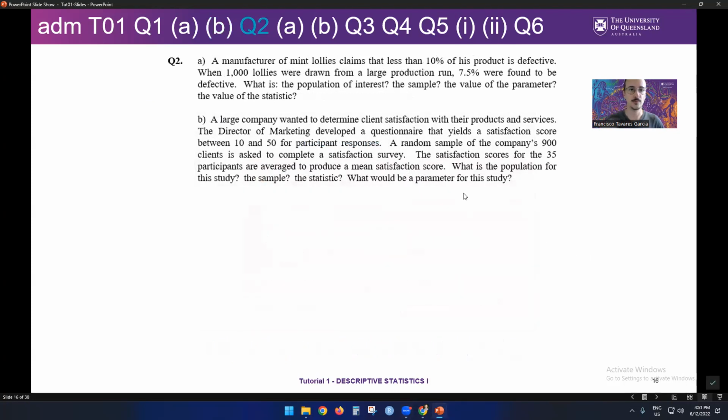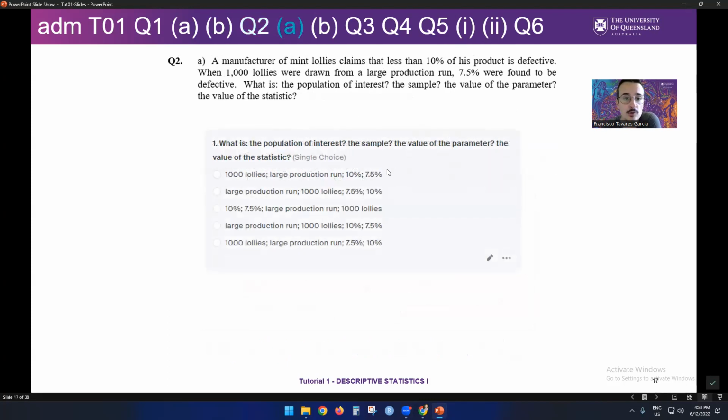Let's go. So, question 2. I'll focus on just one, and I'll give you guys a poll for this answer. A manufacturer of mint lollies claims that less than 10% of his product is defective. When 1,000 lollies were drawn from a large production run, 7.5% were found to be defective. What is the population of interest? What is the sample? What is the value of the parameter and the value of the statistic?